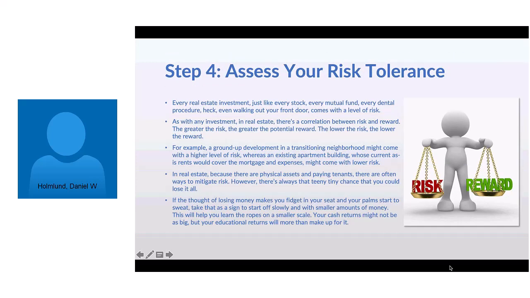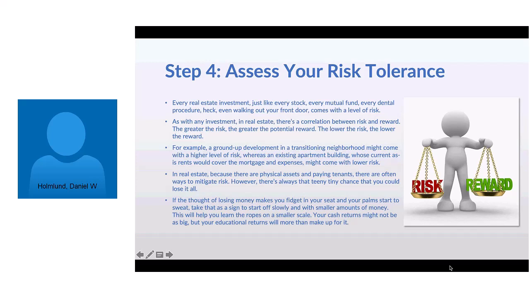So try to assess your risk tolerance. Every real estate investment, just like stock, every mutual fund, even every time you walk out your door, there's a risk. And as with any investment in real estate, there's a correlation between the risk and the reward. The greater the risk, often the greater the reward. So, for example, in a ground-up development in a transitioning neighborhood, you might have a higher level of risk. Whereas in an existing building or structure where the rents are well known and the mortgage and expenses are well known, you might have a lower risk. So being able to understand what those risks are and being able to quantify them is good.